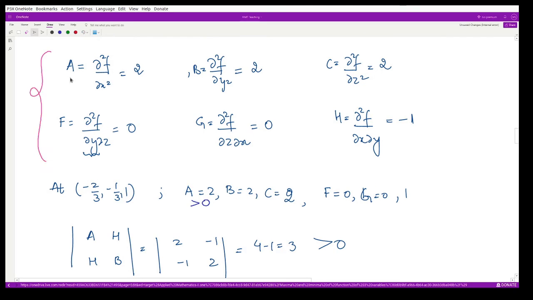We have already named them capital A, capital B, capital C, capital F, capital G and capital H. So how do you compute all these derivatives?